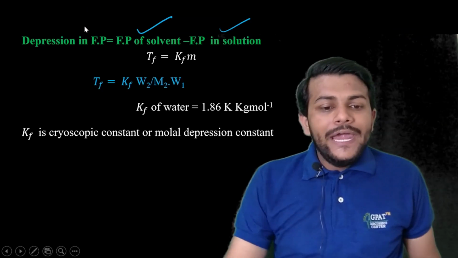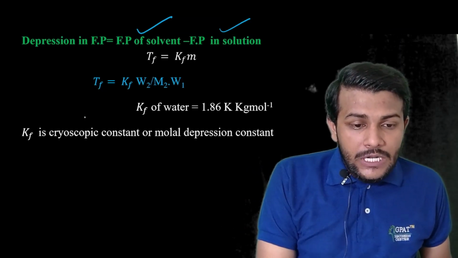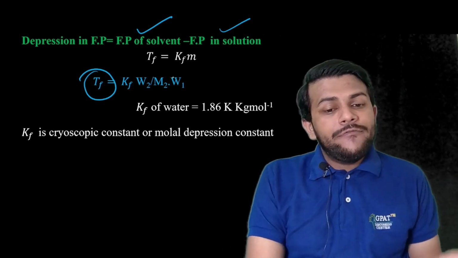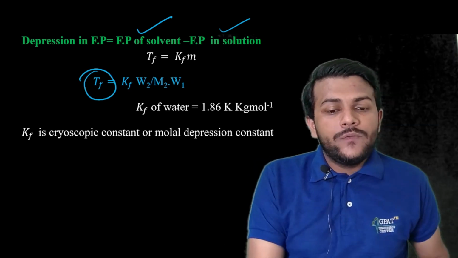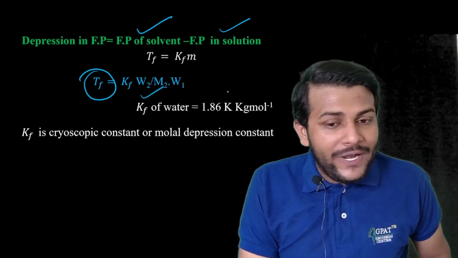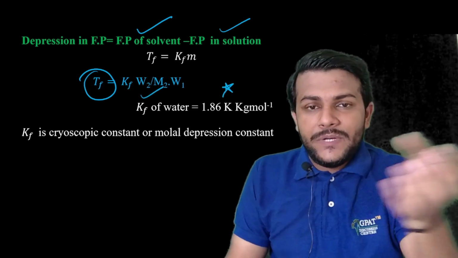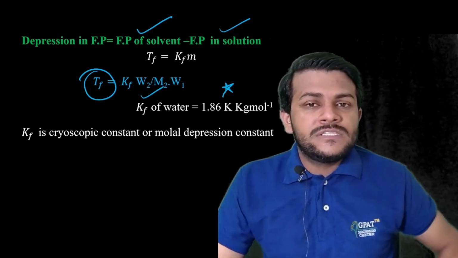Depression in freezing point has the representation delta Tf equal to Kf W2 divided by M2 and W1. Kf for water is 1.86. This constant you have to remember, students. There were questions in the previous examination.